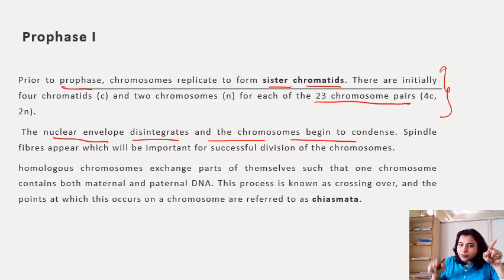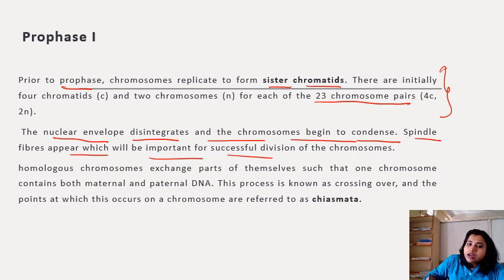If you remember the prophase of mitosis, the nuclear membrane also disintegrated, right? Same thing here, the nuclear envelope disintegrates and the chromosome begins to condense. Spindle fibers appear, which will be important for successful division of the chromosome. Why? Because the spindle fiber will be pulling the chromosomes to the 2 poles.